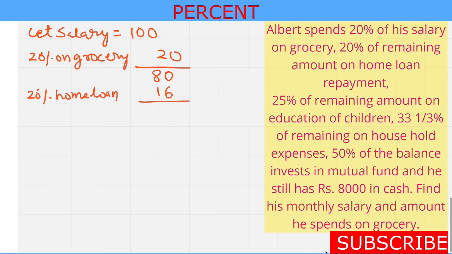Now remaining is 64. 25% of the remaining, that is 25% of 64, he spends on education of children. 25% is 1/4, and 1/4 of 64 is 16. So remaining is now 48. Now 33 and 1/3% he spends on household expenses. 33 and 1/3 is 1/3 of 48, so that is again 16.